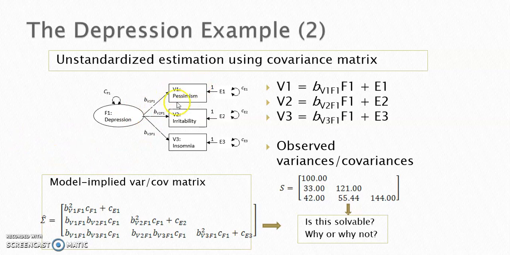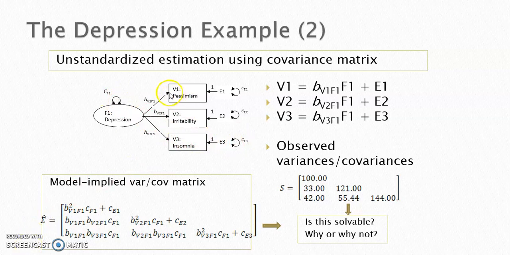To decompose the variance of an observed variable, you go back to this factor loading BV1F1 times CF1 and come back by times BV1F1 again, then plus the variance of the error component. We have it right here. Similarly, for the variance of V2, it's BV2F1 squared times CF1 plus CE2. And for the variance of V3, it's BV3F1 squared times CF1 plus CE3.